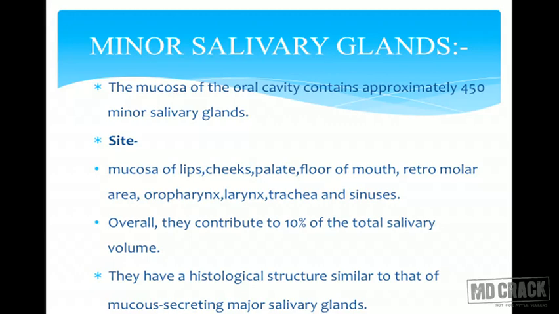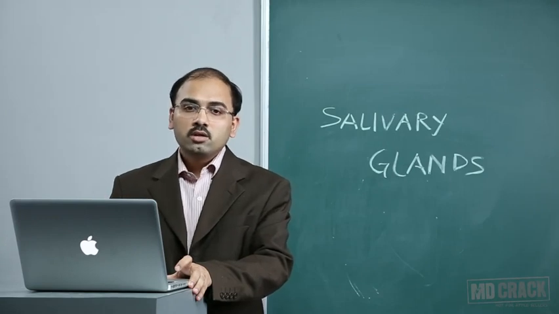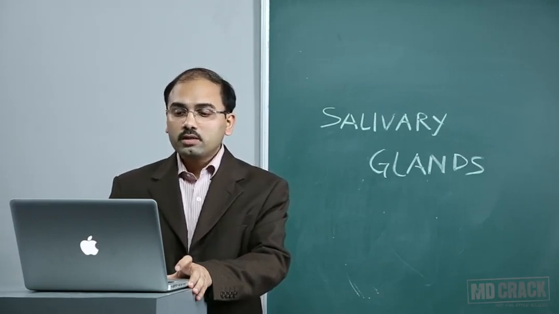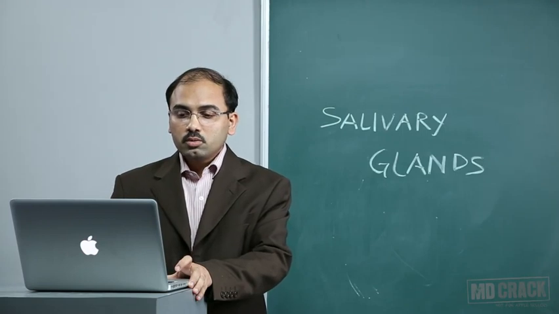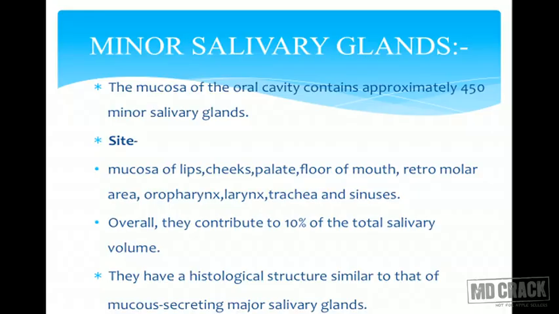So you may be asked a question, in which of the following regions you may not find minor salivary glands. They may add an additional one where you cannot find minor salivary glands. So please go through the sites of minor salivary glands carefully. Overall they contribute to 10% of total salivary volume. They have a histological structure that is similar to that of mucus secreting major salivary glands.